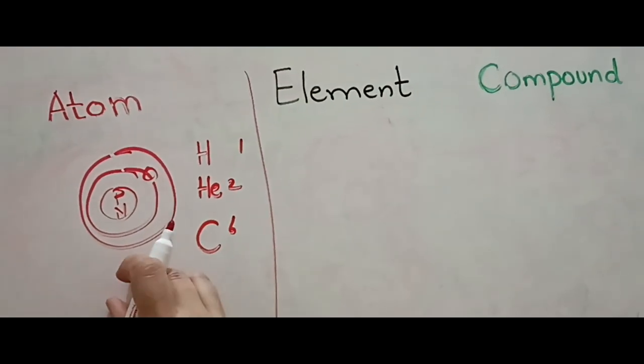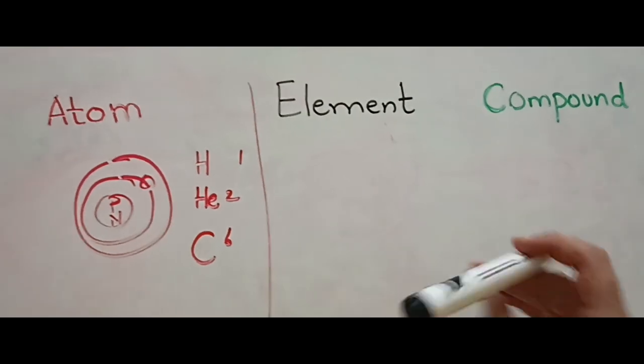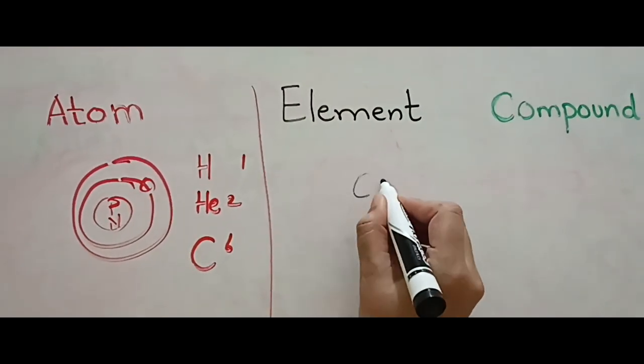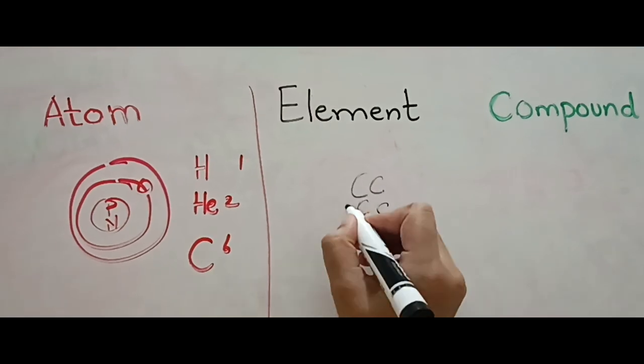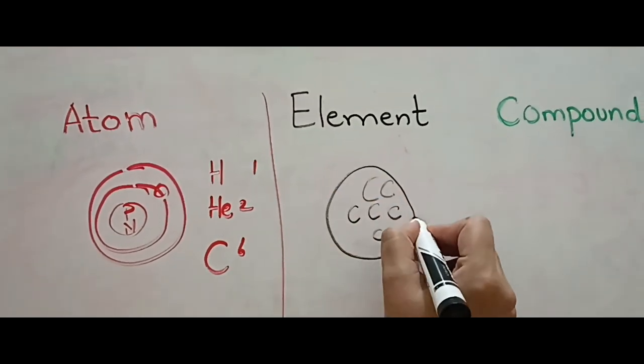Okay, if the same type of atoms are joining, then they form an element. For example, carbon, carbon, carbon, carbon, carbon, carbon. Same kind of atoms join to form an element.